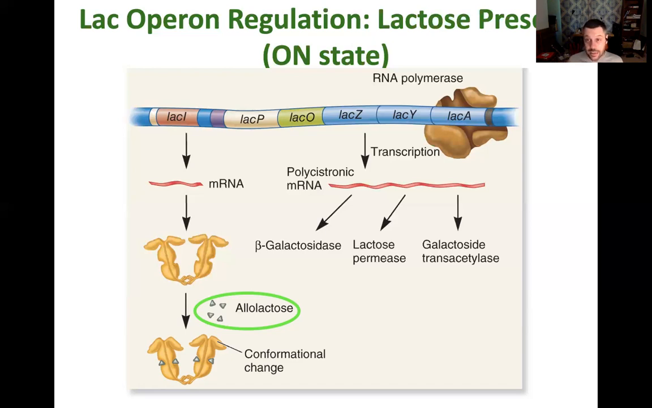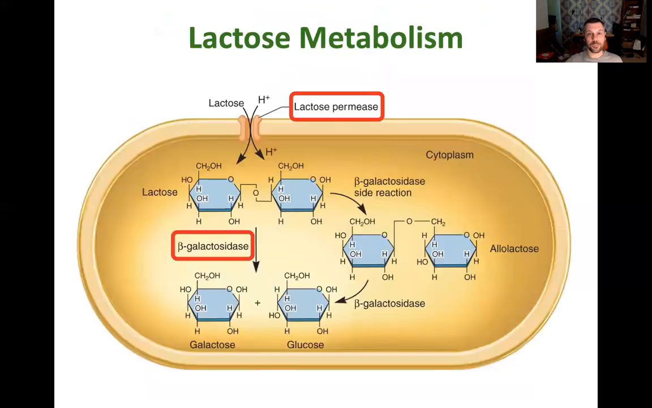In the absence of lactose, a repressor is bound to the operator. In the presence of lactose, allolactose binds to the repressor, causes it to fall off the DNA, allows RNA polymerase to do its job and transcribe this operon.